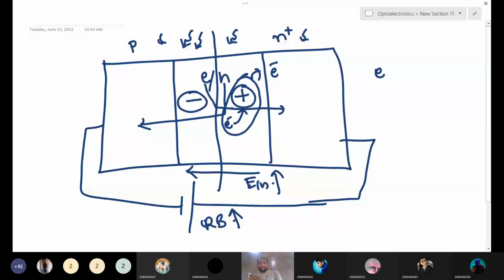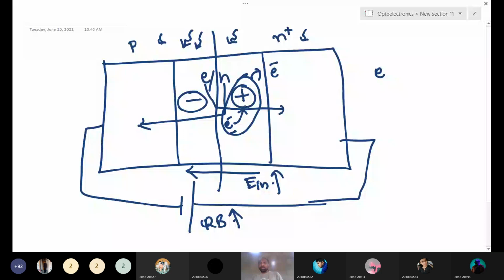So for this small number of electrons, we are applying a high reverse bias voltage. Then these electrons get high energy. Once they get high energy, they will make a collision with these donor atoms and eject one more electron. We call these secondary electrons. The primary electron is the incident electron, and the ejected electron is the secondary electron. So using one electron, we are generating two electrons.